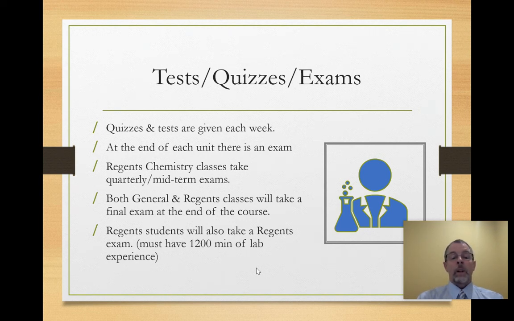At the end of the year, there'll be a final exam in the class, and also Regents students will take the Regents exam. Now, in order to take the Regents exam, students must have 1,200 minutes of lab experience. That's a state requirement that they complete these labs. So that generally works out to about 30 labs for the year. So this is why labs are important, that students turn them in. If a student does not have their labs turned in, they cannot take the Regents exam.